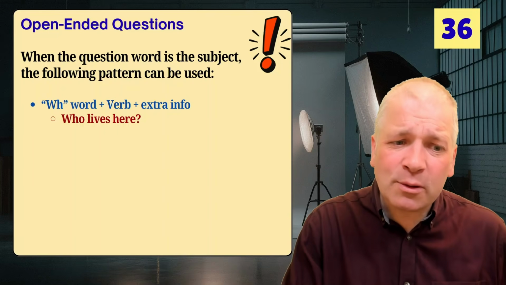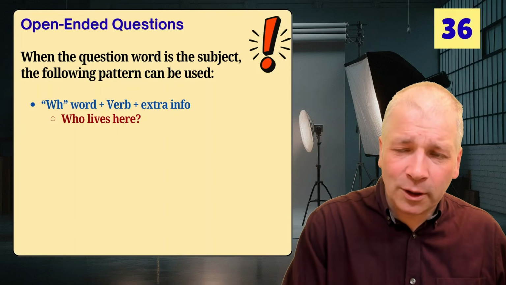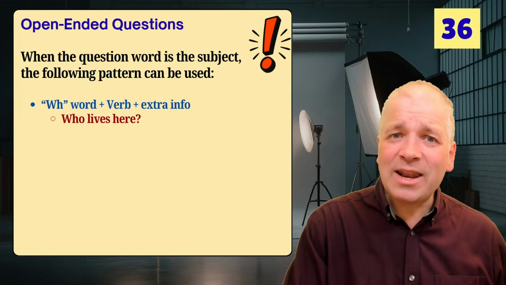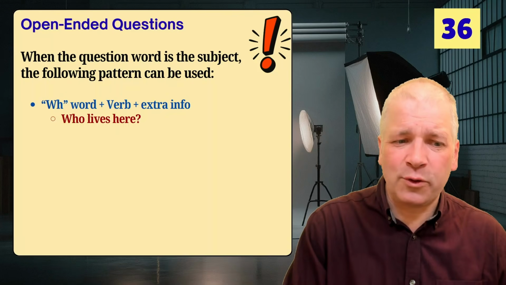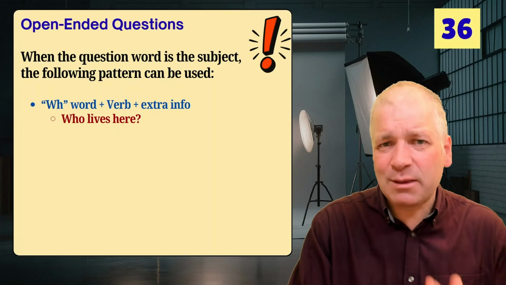Now, when we move to the subject, we use this pattern instead. The WH word, then the verb, which now takes the tense, and then any extra information afterwards. For example, who lives here? And we notice that live has the S at the end.